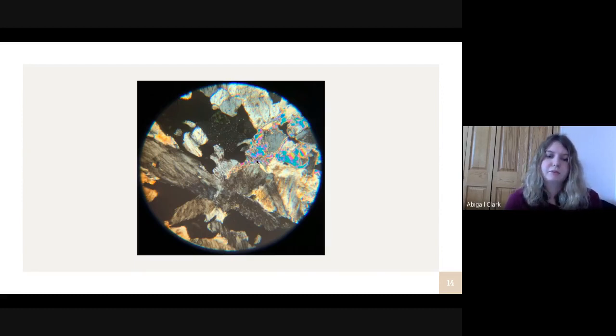And so this mineral, me and Dr. Wolf looked at it and we realized it had a second order birefringence and decided to classify it as a secondary mineral and possibly an alteration of mica.